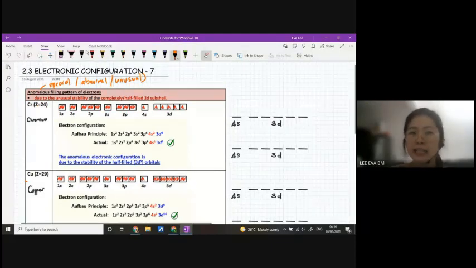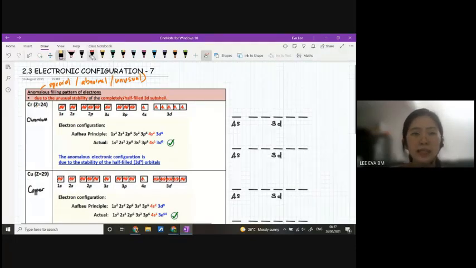Okay, and this anomalous case, it only got one reason. Is due to the unusual stability of the completely or halfly filled 3D subshell. Okay, madam will explain about this sentence using the example below.